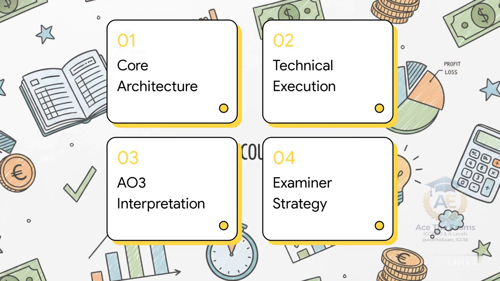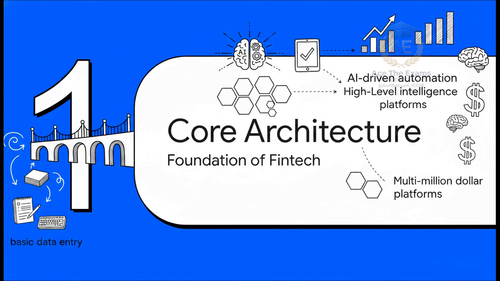First up, core accounting architecture. Then, technical execution and methodology. Third, we'll dive into AO3 interpretation and evaluation. And finally, the best part, examiner's secrets and strategy. Let's do this. Kicking things off with Section 1, Core Accounting Architecture.